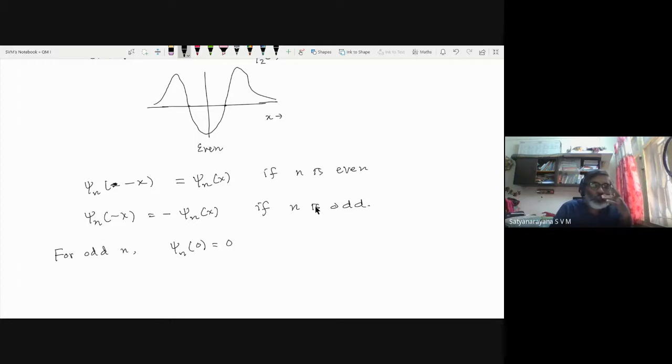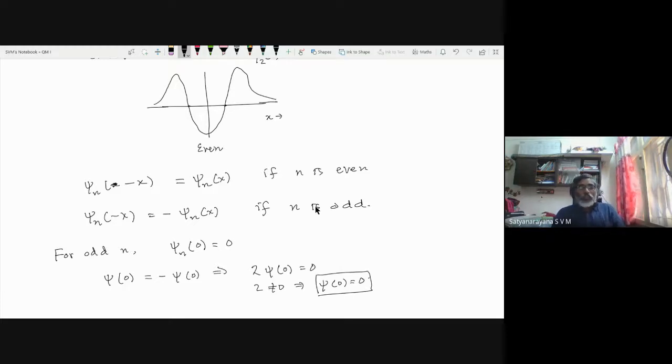Correct? Suppose I put x equal to 0, I get psi 0 equal to minus psi 0. That implies what? 2 times psi 0 is equal to 0. 2 is not equal to 0, we know that. That implies psi 0 has to be equal to 0. That means for odd n, psi n of x has to pass through the origin.